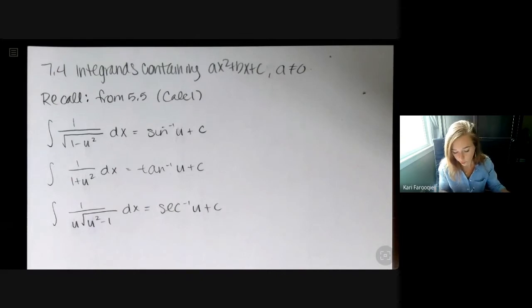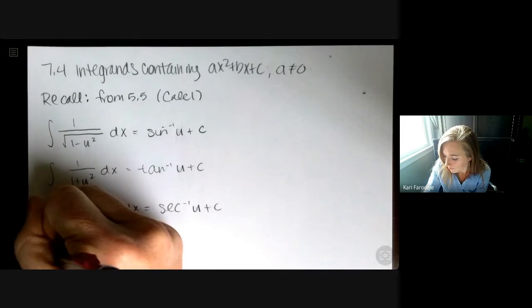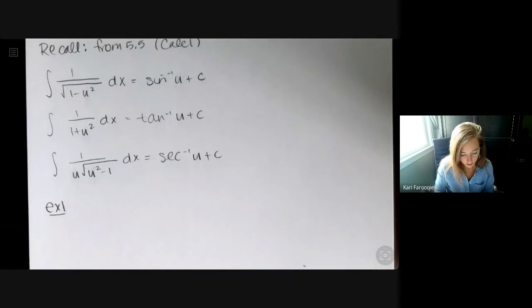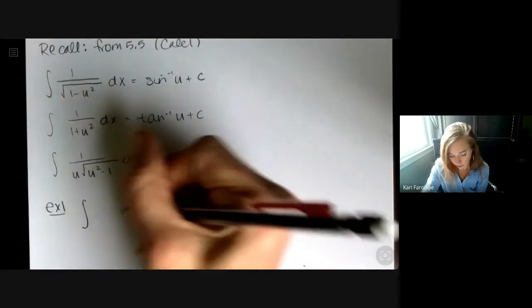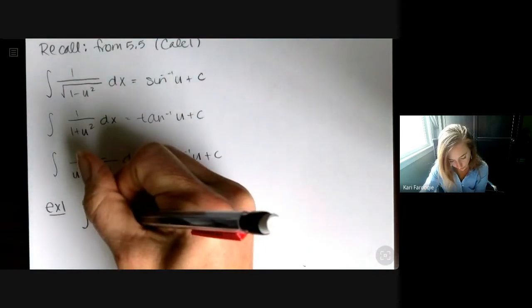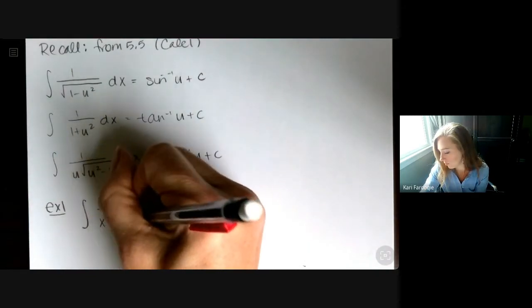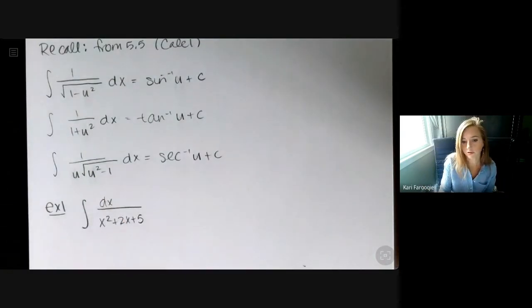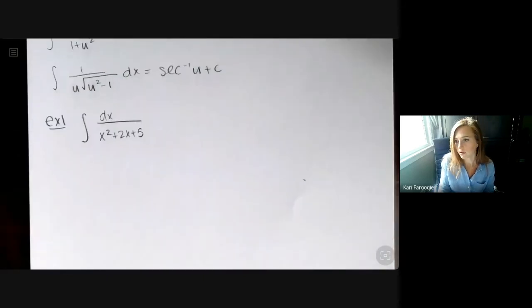Okay, wonderful. Example 1. So example 1 is the integral of dx divided by x squared plus 2x plus 5. Now, like I said, whether the dx is in the numerator or whether the dx is off to the side is up to you. However, in certain forms, you might like better one way or the other. Whatever makes it easiest for you to see, do that.